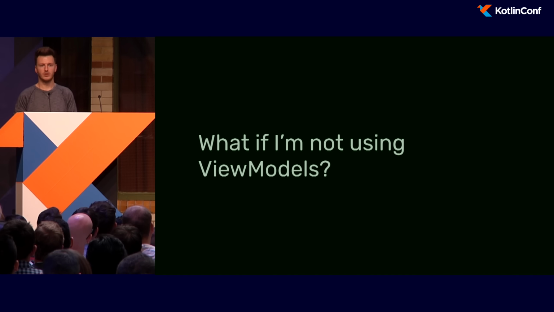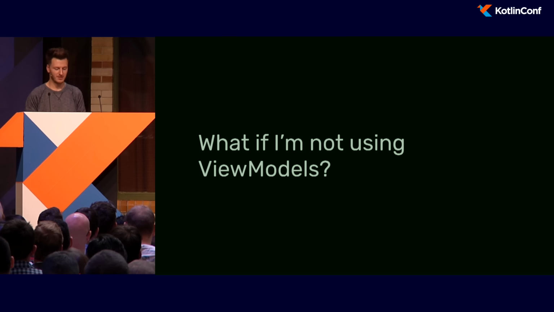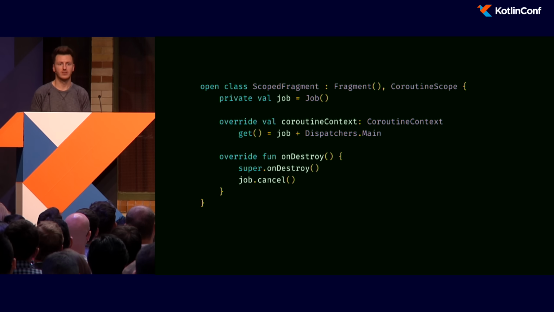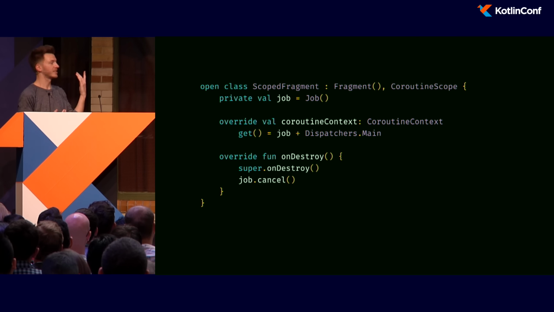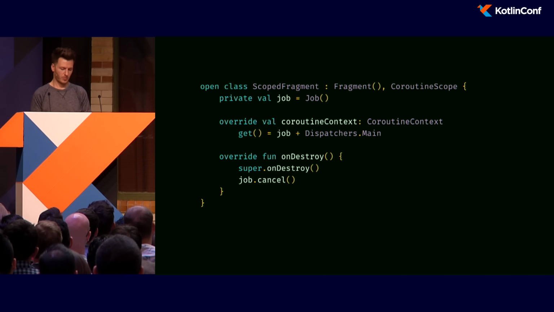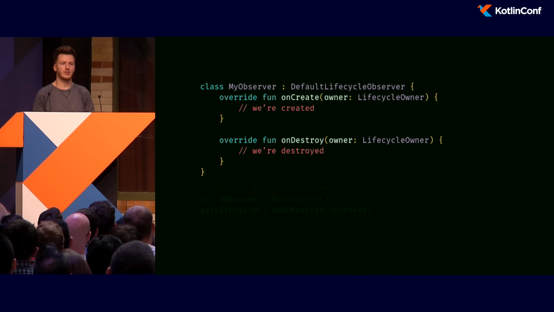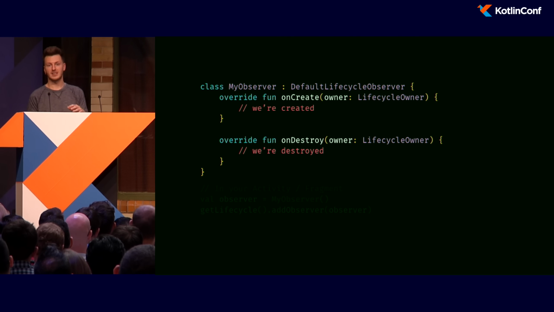But what if you're not using view models? We know at least some of you aren't using view models, or the majority of you may not be. Now, as I mentioned earlier, you can also create a base class for fragment. Again, it's very, very similar to the view model, just a different base class. But also, as part of the Android architecture components, which we released 18 months ago, we now have lifecycles. So we allow you to observe lifecycles, which tends to be much easier. So you no longer have to use those base classes.